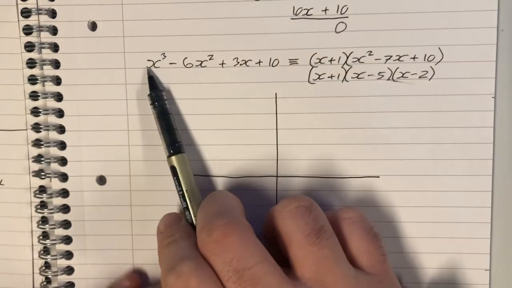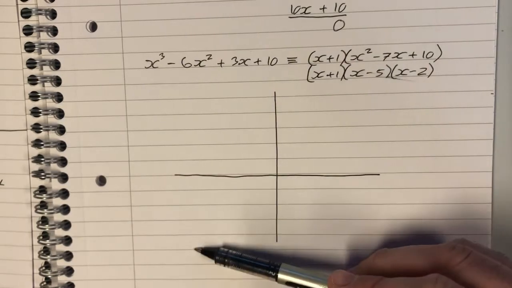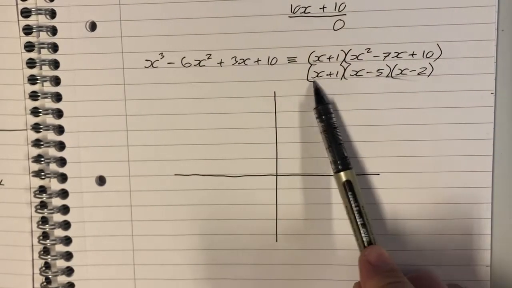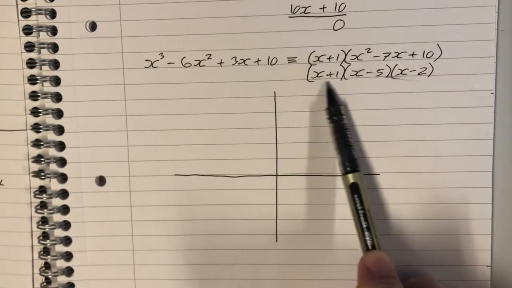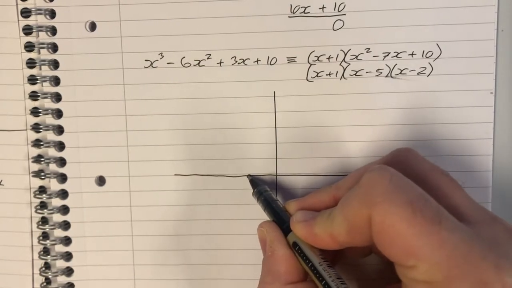It's a positive cubic because the coefficient of x cubed is positive. So it's going to start down here and end up here. Its roots are when either of these brackets are 0. So the value of x for this to be 0 is minus 1. So therefore it's going to cross minus 1 on the x-axis.